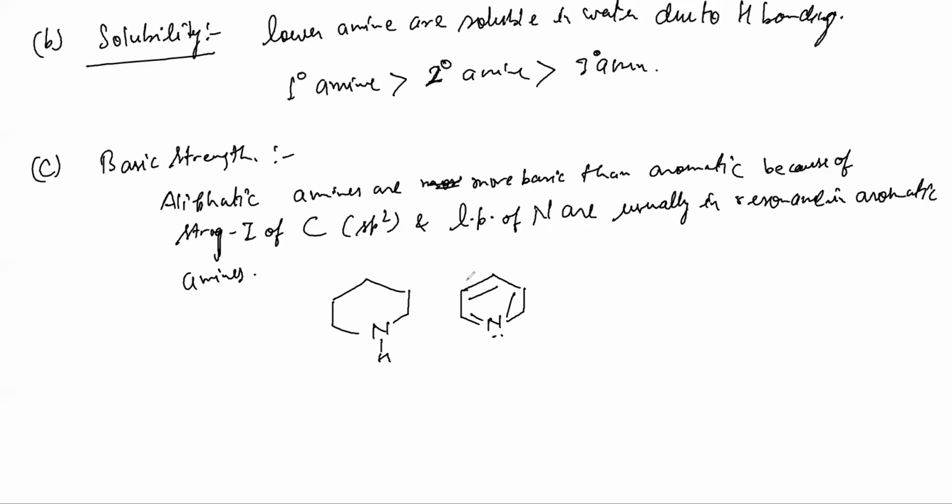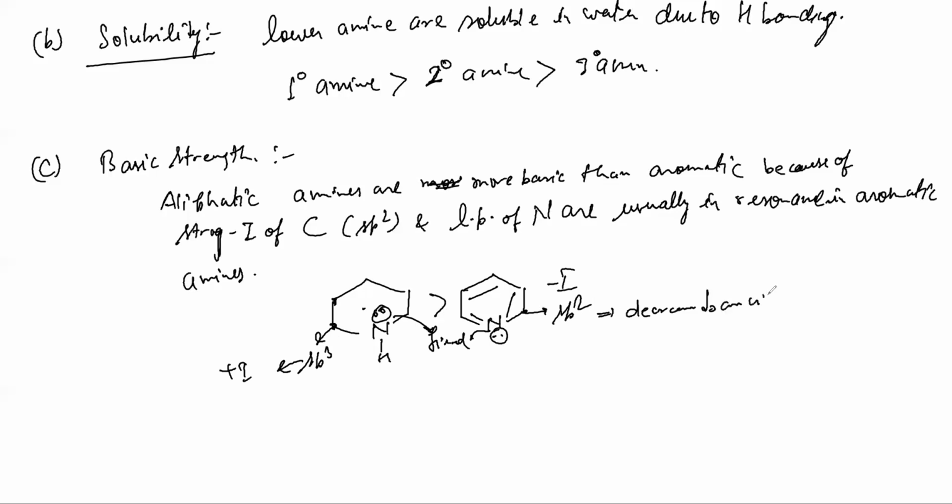How? Let's see. Nitrogen lone pair is fixed, it is not moving here. And here also the nitrogen lone pair is fixed, it is not moving. But this carbon group is sp3 hybridized, so it will apply plus I effect. And here this is sp2 hybridized, so it will apply minus I effect. Minus I will reduce your basicity. That is why the order is this. Clear?